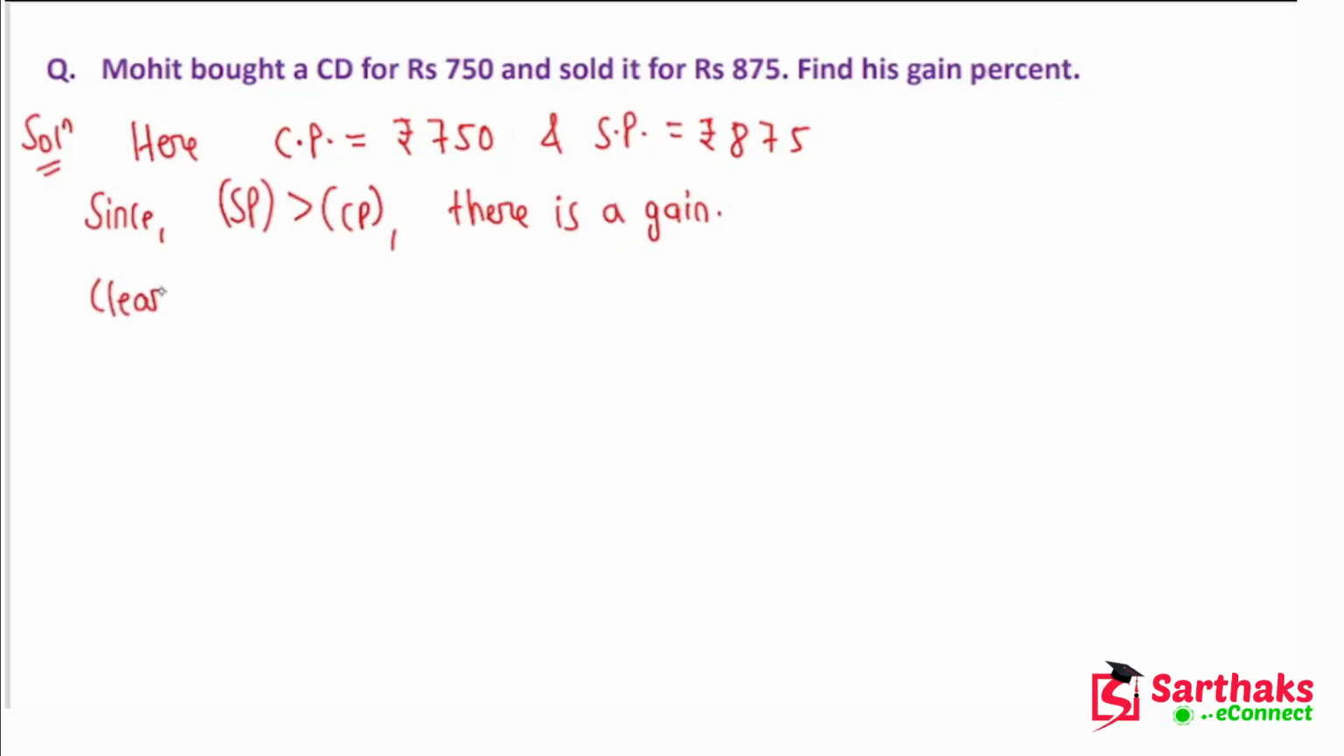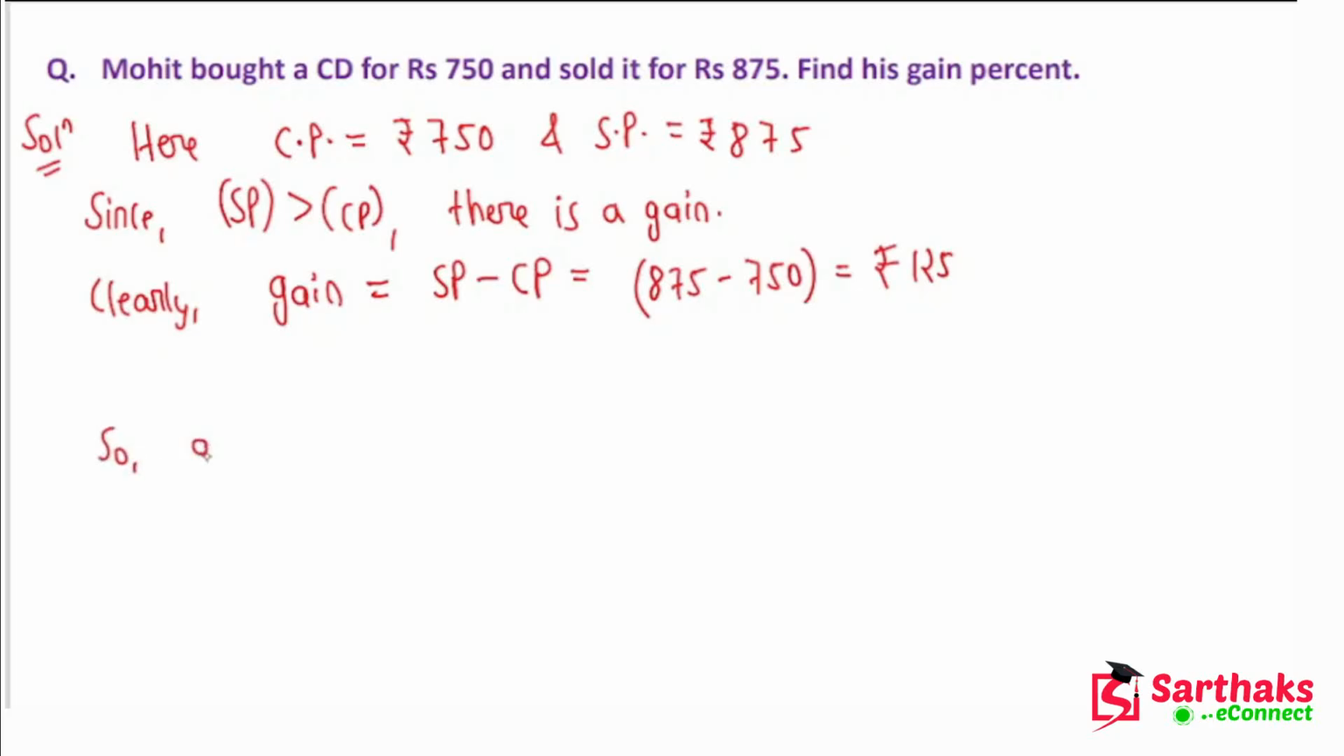Clearly, since SP is greater, gain is SP minus CP, that is selling price minus cost price, which is nothing but 875 minus 750, which would be rupees 125, right? So rupees 125 is nothing but the gain. Okay, so that is the absolute gain. Now let us calculate the gain percent, and obviously we will use cost price for this purpose.